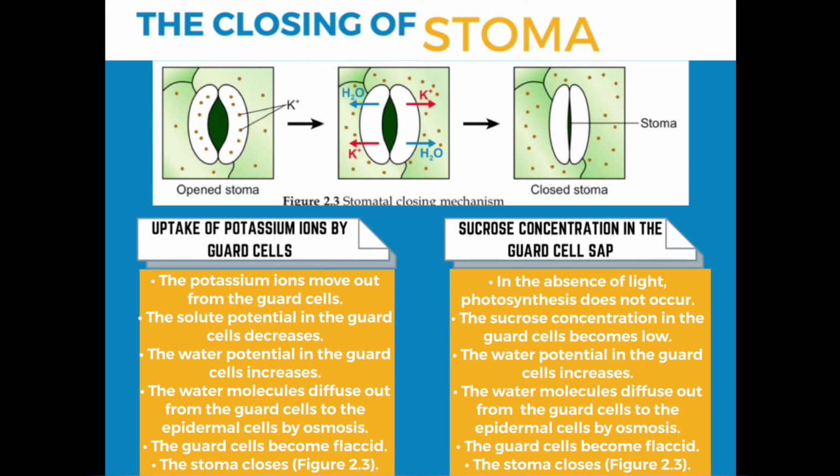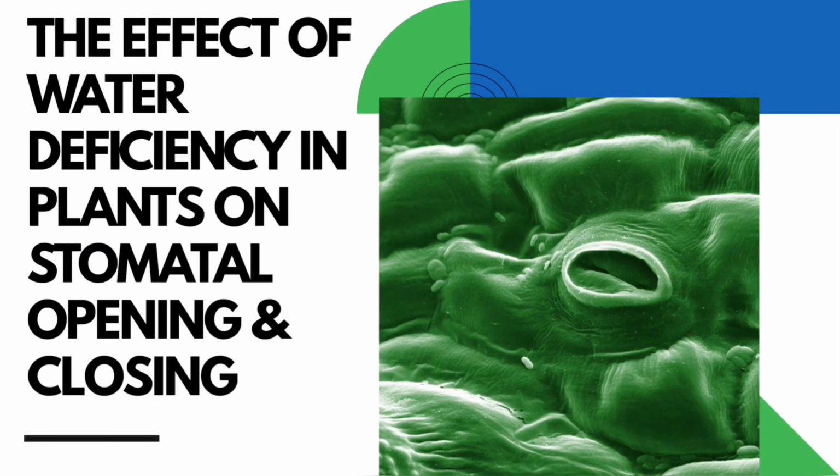For sucrose concentration in the guard cell sap, in the absence of light, photosynthesis does not occur. The sucrose concentration in the guard cells becomes low. The water potential in the guard cells increases. The water molecules diffuse out from the guard cells to the epidermal cells by osmosis. The guard cells become flaccid. The stoma closes. Next, the effect of water deficiency in plants on stomatal opening and closing.